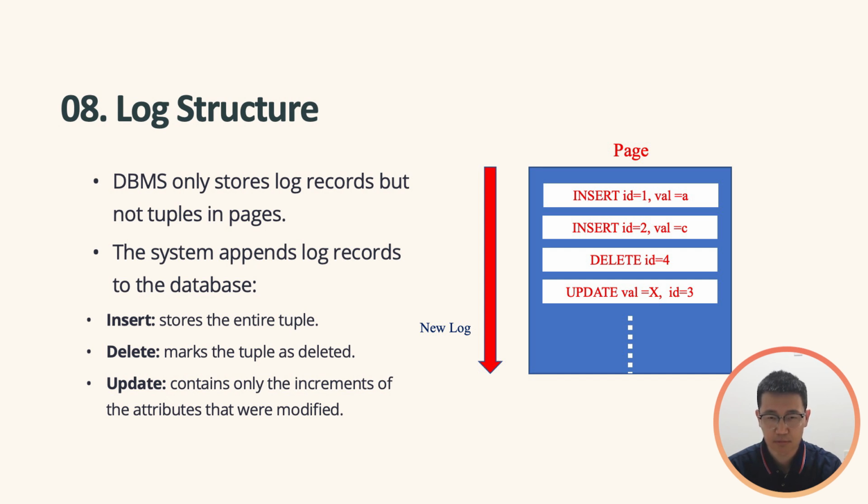For example, when we record log entries, we log database modifications. When I add a tuple to the storage, I record this insert in the log, such as ID equals 1 and the value equals 8. If I add another tuple or delete a tuple, I mark the tuple as deleted in the log. Similarly, for updates, I only include the modified attributes and the corresponding changes.